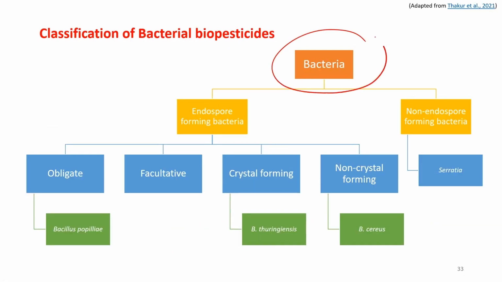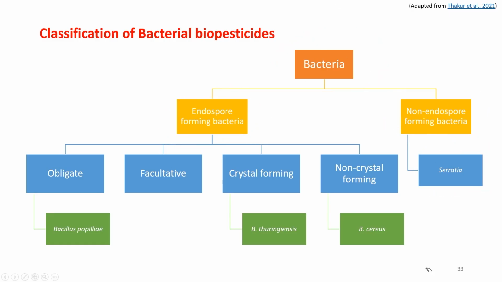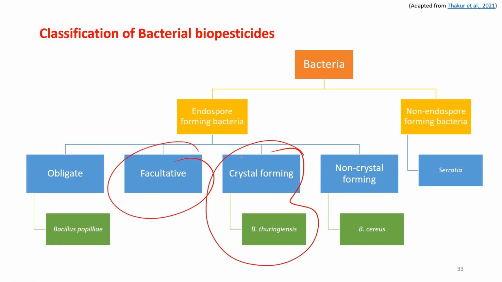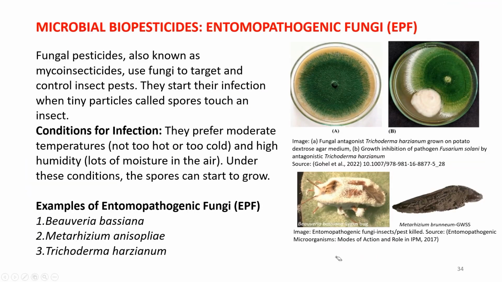So, we have a classification of bacterial biopesticides. Some are endospore forming bacteria, some are non-endospore forming bacteria, for example, Serratia. Some of these endospore forming bacteria may be obligate like Bacillus popilliae, or some are facultative. Some are crystal forming like Bacillus thuringiensis, and others are non-crystal forming like Bacillus cereus.